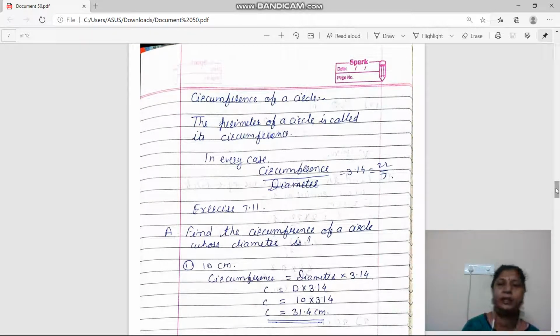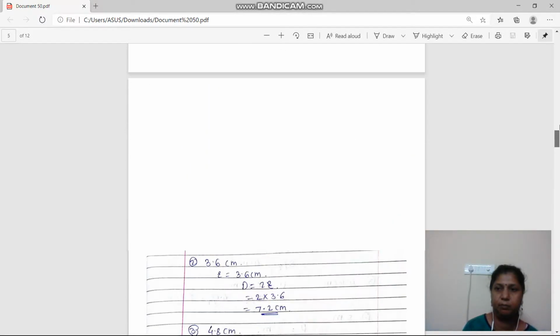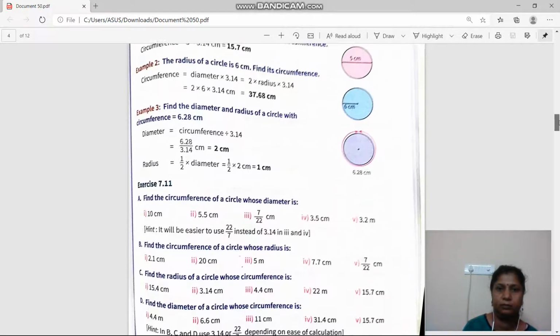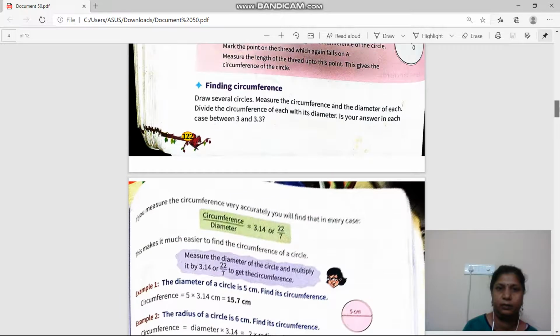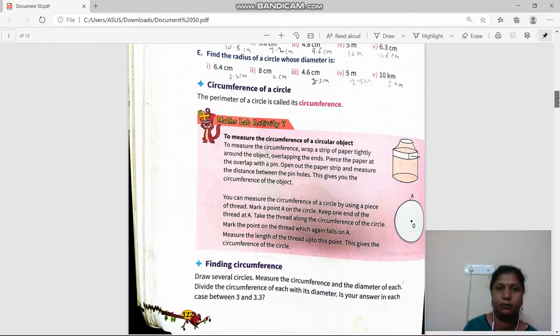Now next is the circumference of a circle. First of all, we understand with the help of the book. First of all, see the definition. Already we have learned and understood this definition: the perimeter of a circle is called its circumference. So see on page 123.